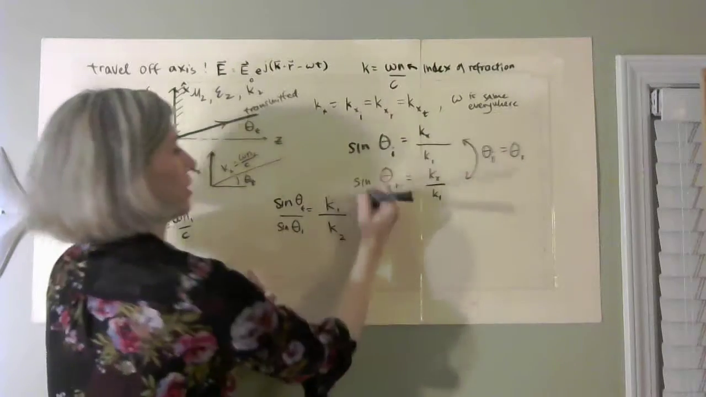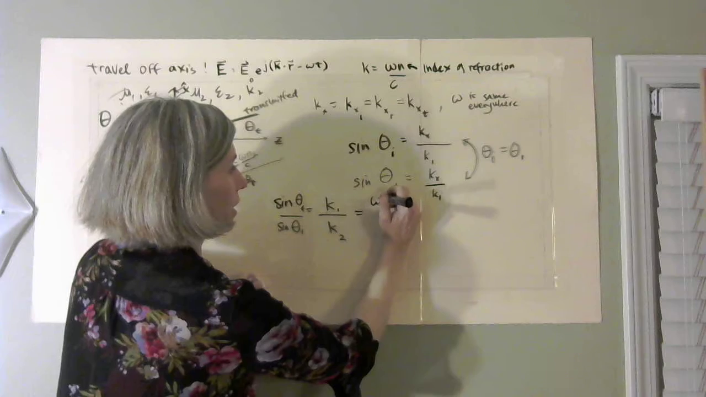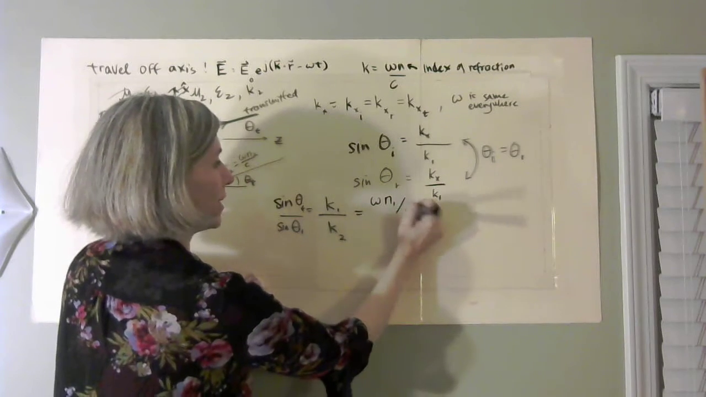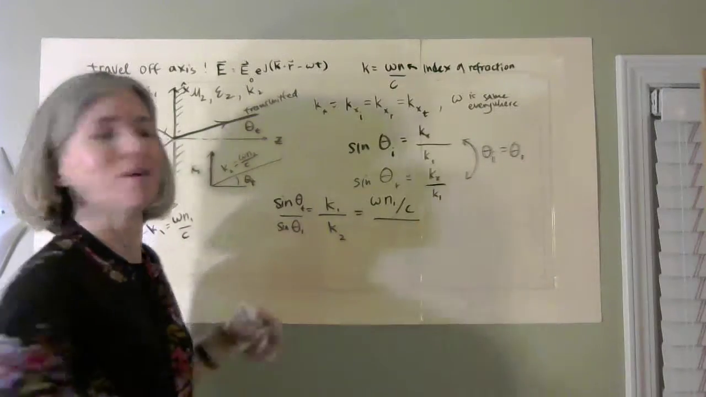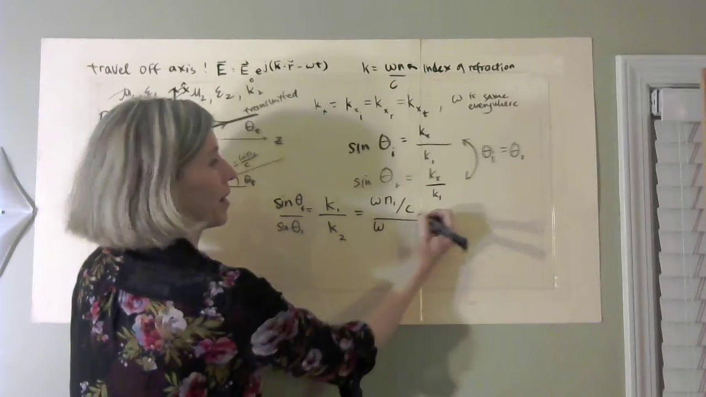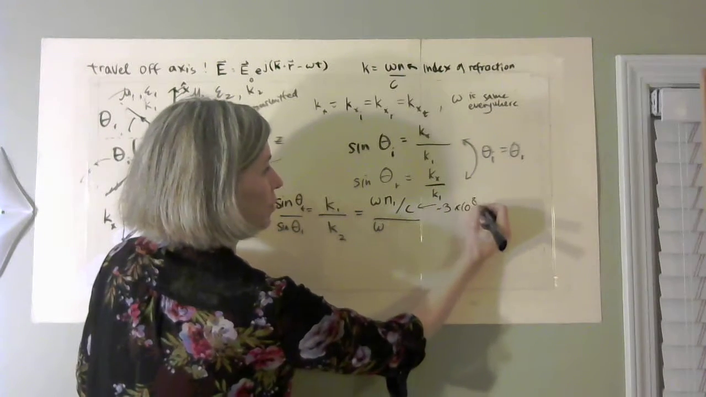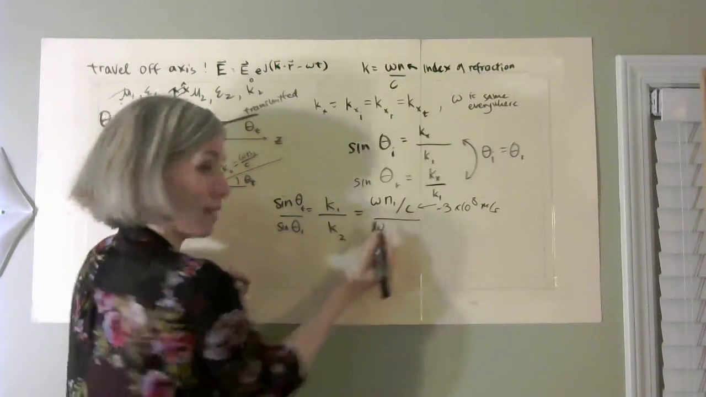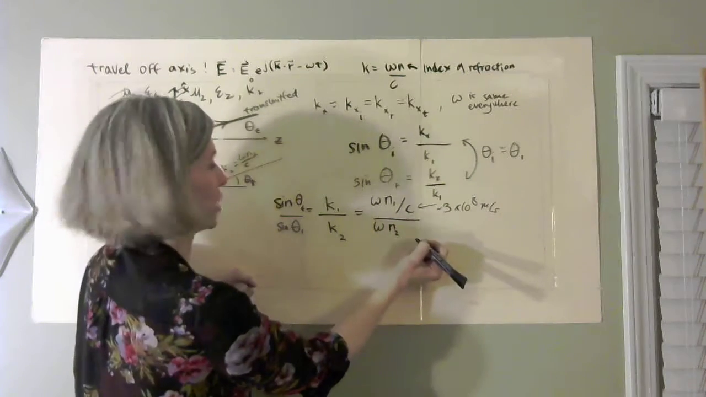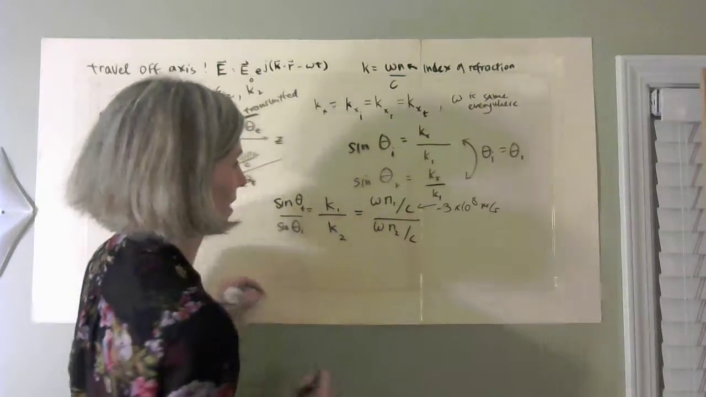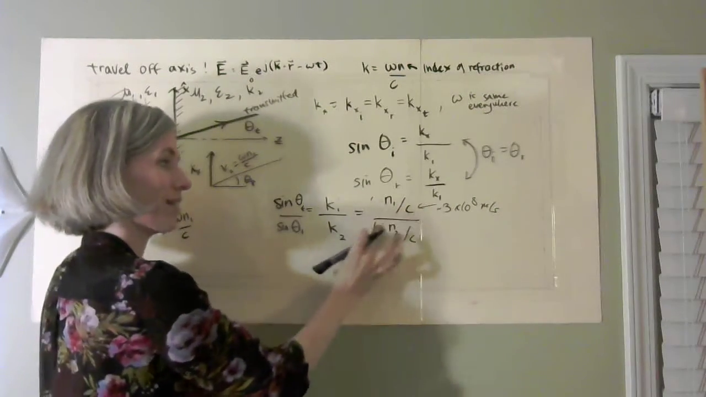And k1 over k2, that's up here, omega n1 over the speed of light. That's the same in both of them. The speed of light in vacuum is the same. It doesn't matter what material we're talking about. We're talking about approximately 3 times 10 to the 8th meters per second. Same frequency, different index of refraction. And so we can eliminate a lot of things here.